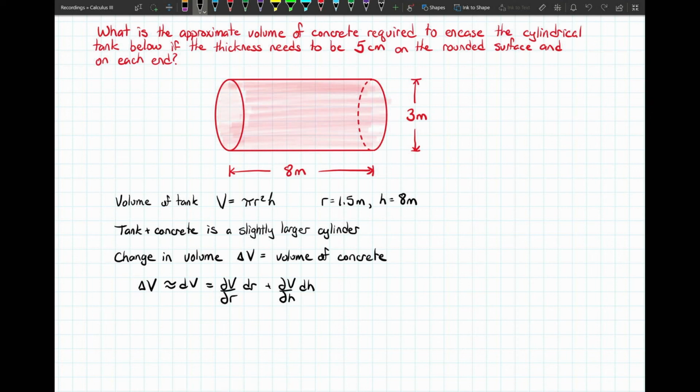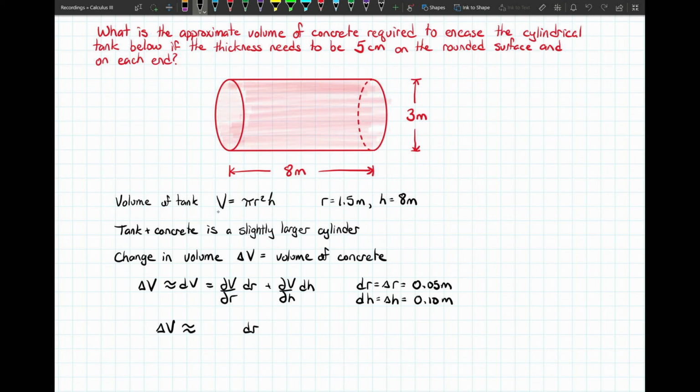Now, we've got a change in radius of 0.05 meters. We're going to make sure to convert centimeters to meters here, but be careful with dH. Since we're adding 5 centimeters on both ends, that's a change of 10 centimeters. dH is going to be 0.10 meters. Now, before we plug those numbers in, we still need these two partial derivatives. Let's take a look at the first one.